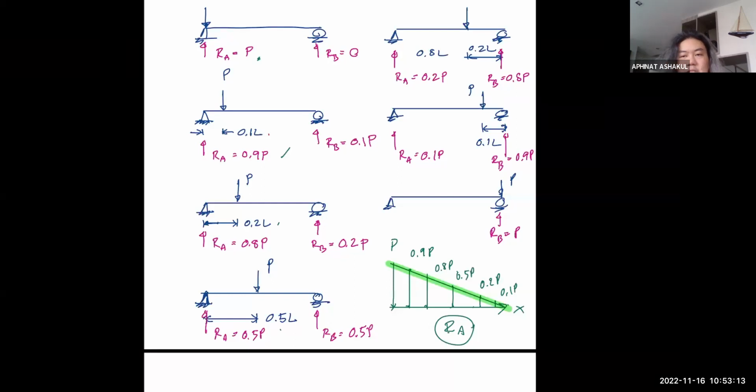Okay, it's not the shear force diagram where it shows the shear value at each location on the beam. This shows only the reaction at A when the load is at each location on the beam. So you need to change your idea a little bit. Okay. So insofar, any question?